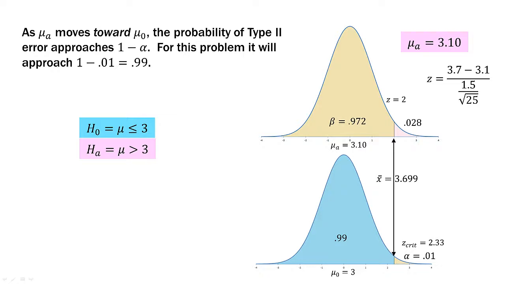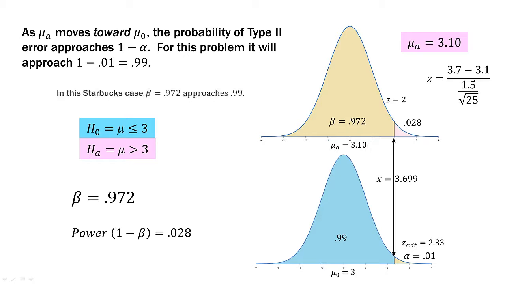So can you see what's happening here? As the alternative population mean gets closer and closer into alignment with the hypothesized population mean, the probability of type 2 error approaches its limit of 1 minus whatever our alpha level is. So in this case, the type 2 error probability is 97%, and the power is only 3%, because our two population means are so close together. It's going to be hard to differentiate those two populations.